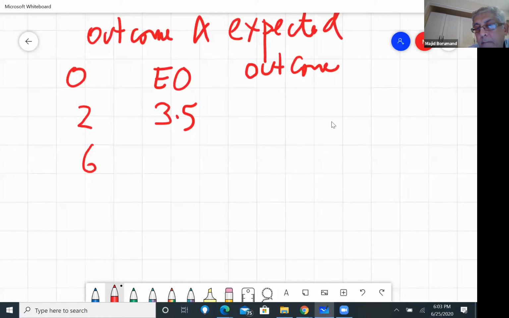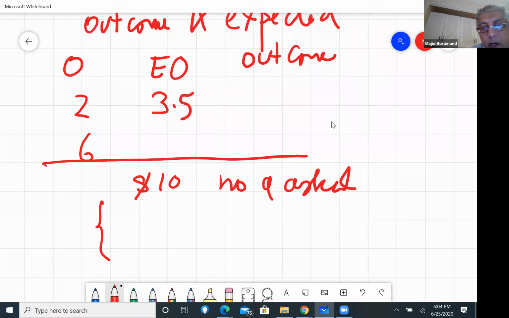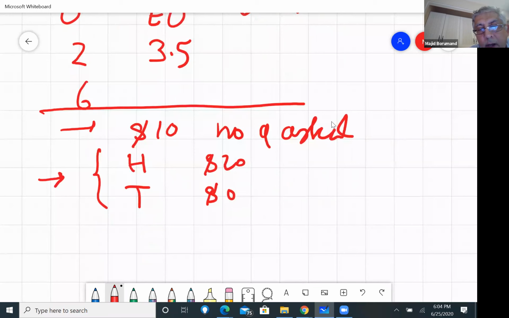Another game you can play is throwing a coin. Here's the game. I can either give you $10, no question asked, that's one outcome, or I can throw a coin. If it's a head, I give you $20. If it's a tail, I give you nothing, 0. What is the expected value of the payoff of the second game, throwing a coin? Head multiplied by 20 plus tail multiplied by 0. But what do you mean by head multiplied by 20? You cannot multiply a letter by a number. I mean like 50%.